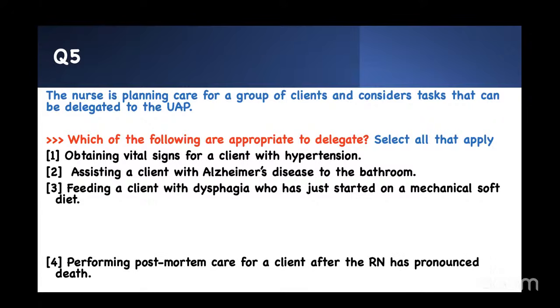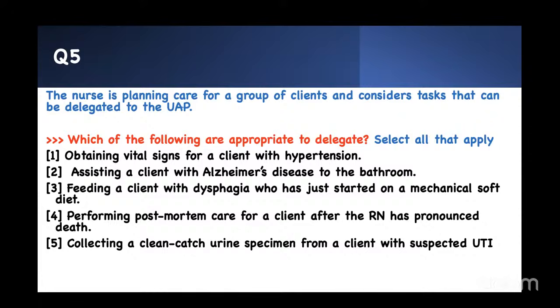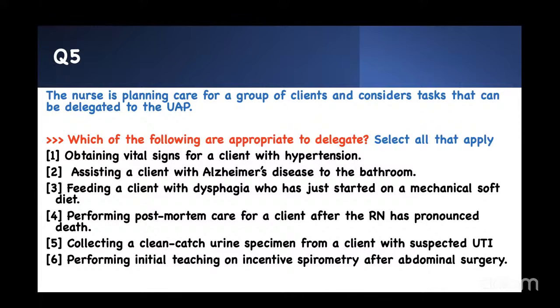Three questions. Performing postmortem care for a client after the RN has pronounced death. The RN has pronounced the patient dead. Can the UAP go and perform postmortem care? Collecting a clean catch urine specimen from a client with a suspected UTI. Do you think a UAP is allowed to do this? And performing initial teaching on incentive spirometer after abdominal surgery. I'm trying to bring your brain back and think about little things that they may ask you. What do you think?